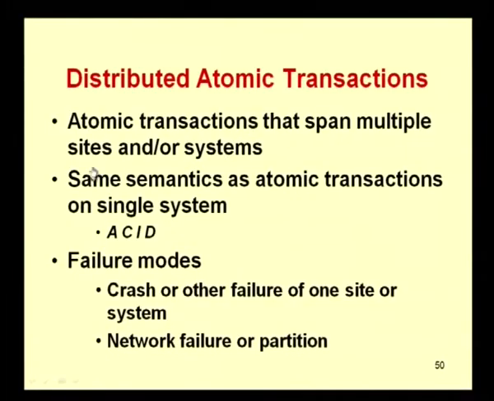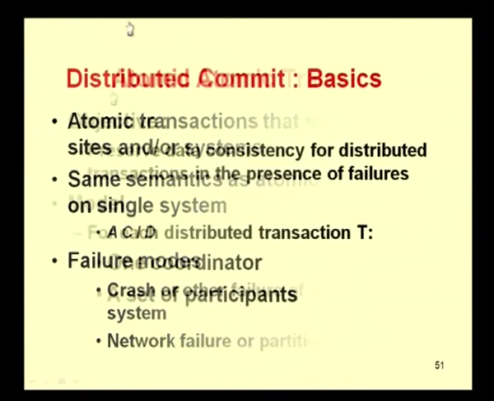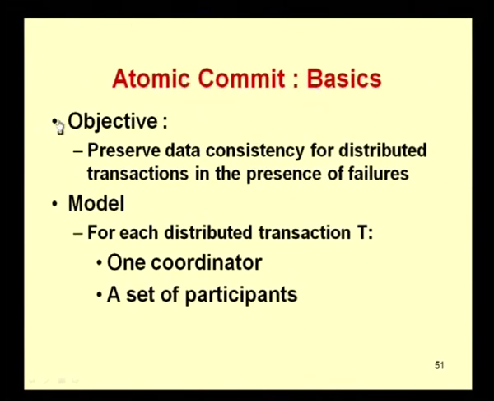So, what do we do here? Atomic transactions that span multiple sites or systems, we are talking about distributed. So, the same semantics as atomic transactions on a single system, which is the ACID properties. Failure modes: crash or other failure of one site or system, and an additional problem that you have is a network failure. So, the atomic commit basics: the objective is to preserve data consistency for a distributed transaction in the presence of failures. Here we are talking more in terms of distributed transactions.